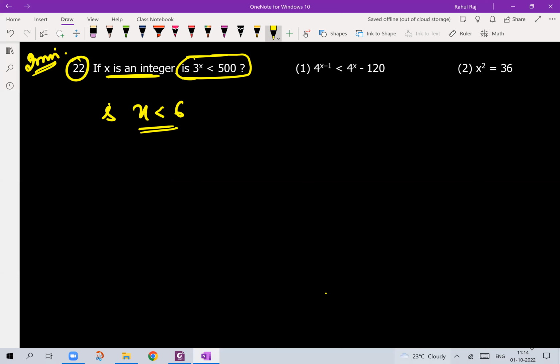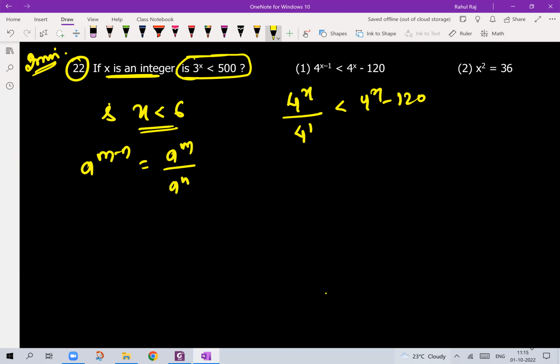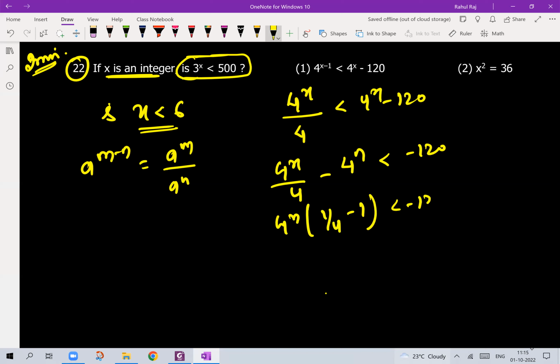Now, statement number 1 is, first of all, a sort of equation. Let's try and solve this and understand what exactly it is. Can I say this statement is 4 to the power x by 4 to the power 1 less than 4x negative 120? Because e to the power m minus n is e to the power m by e to the power n. Simple logic. So 4 to the power 1 is 4. You can remove 1 from here and bring 4x this side now. 4x by 4 minus 4 to the power x less than negative 120. Take 4x common. We'll get 1 by 4 minus 1 less than negative 120.